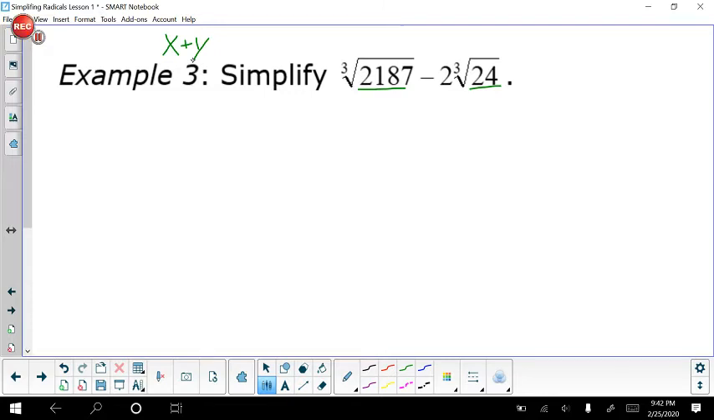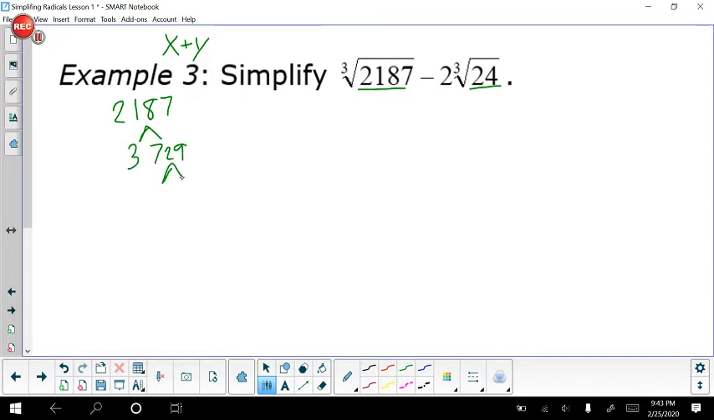All right, so let's go ahead and take 2,187. Okay, 2,187. Now I noticed it was not even, so I'm going to go ahead and try to see if a 3 divides out, and it does. So it's 3 and 729.